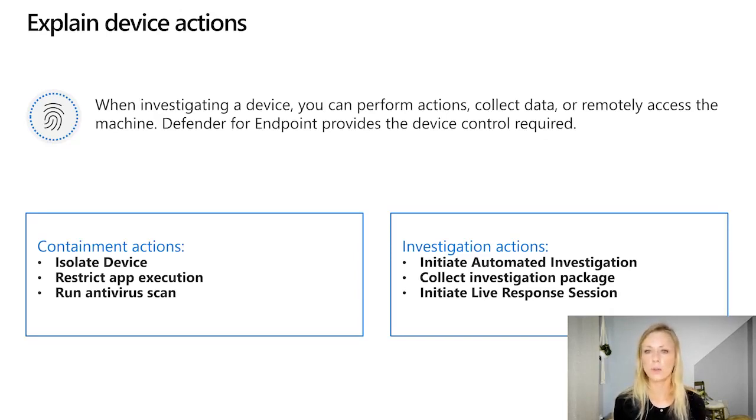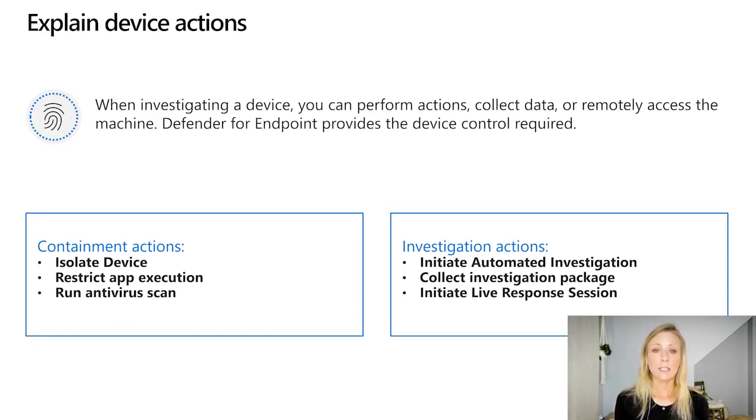You can also perform other device actions, such as restricting app execution. So in addition to containing the attack by stopping malicious processes, you can lock down the device and prevent subsequent attempts of other potentially malicious programs from running. Another containment action here is running an antivirus scan, which is pretty straightforward here.